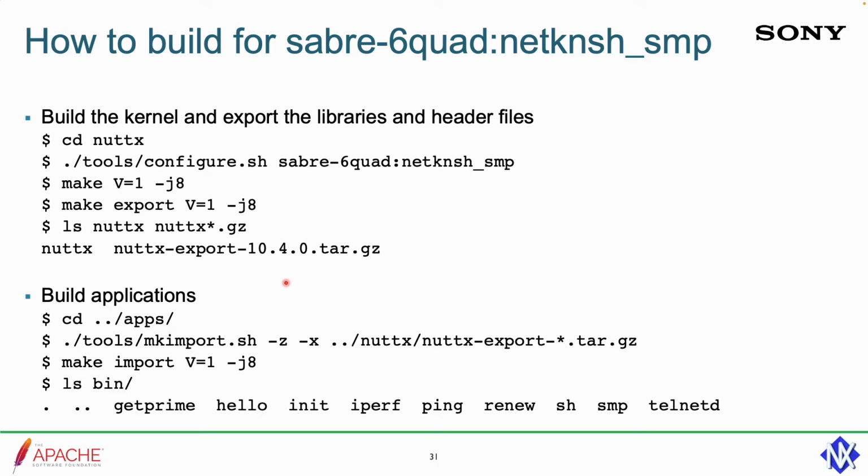After that, execute mkimport.sh to import the library and the header files, and then make applications by executing make import. Finally, you can find applications under the bin directory, like this.